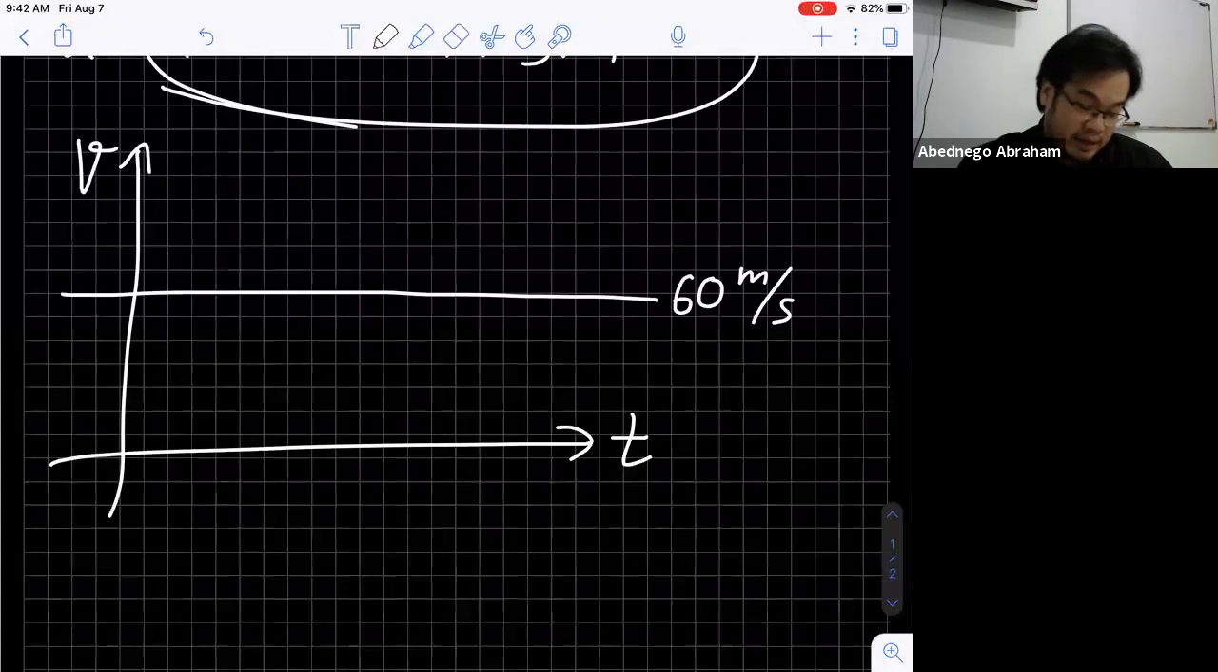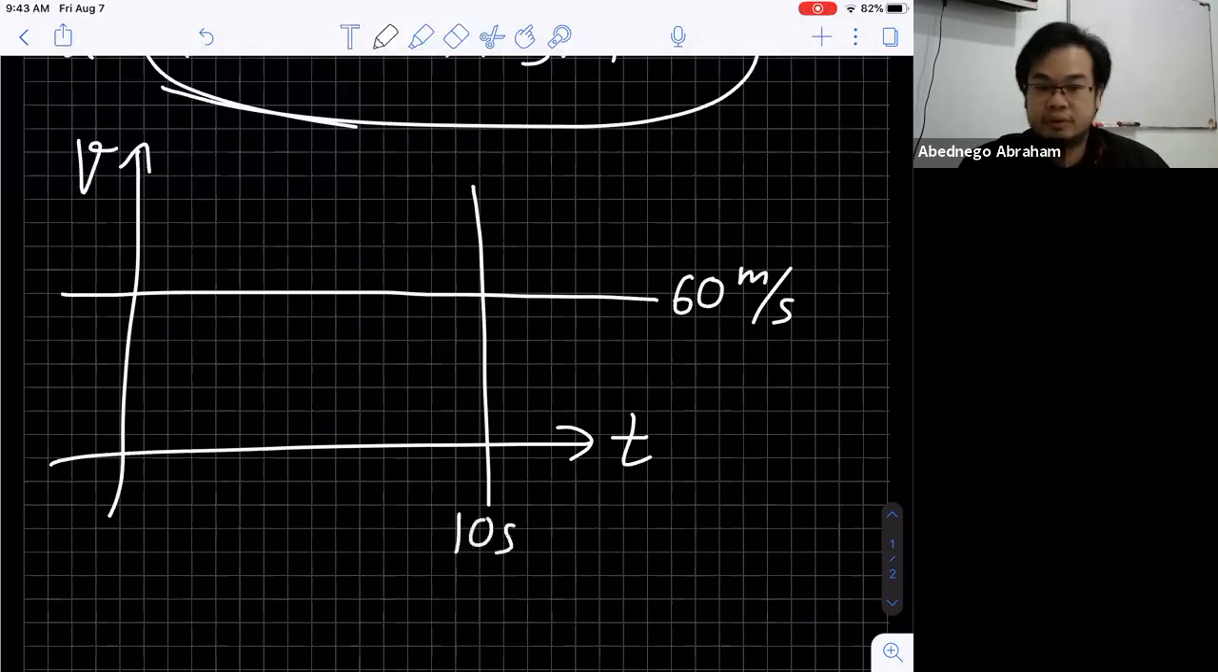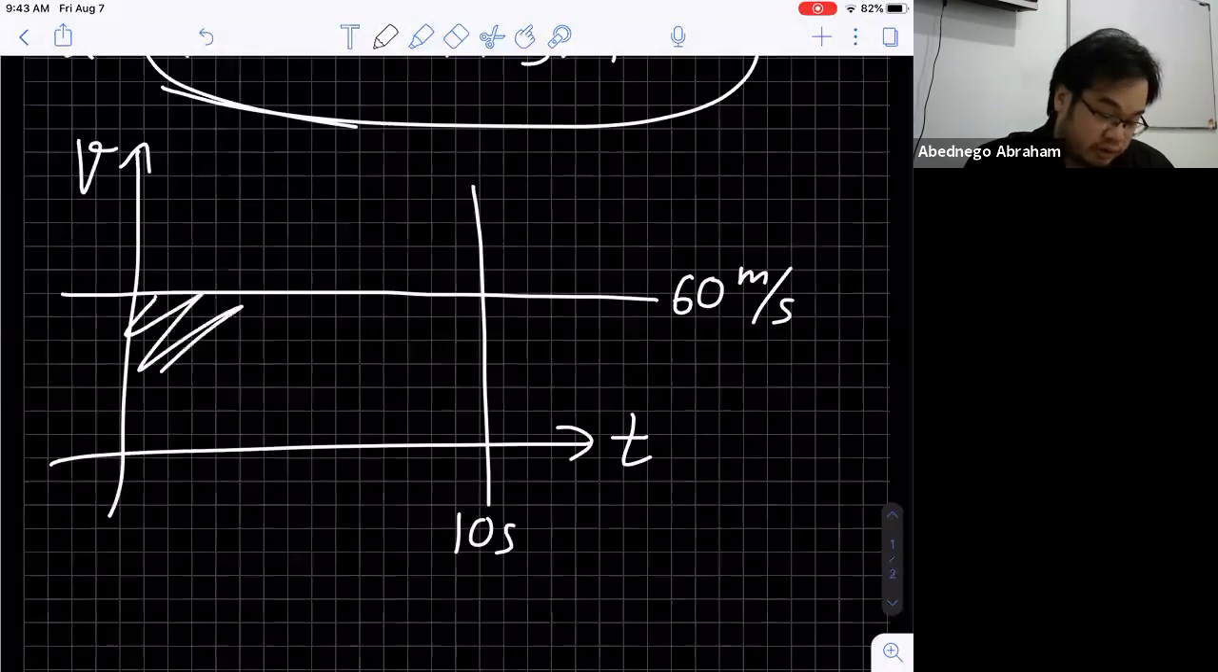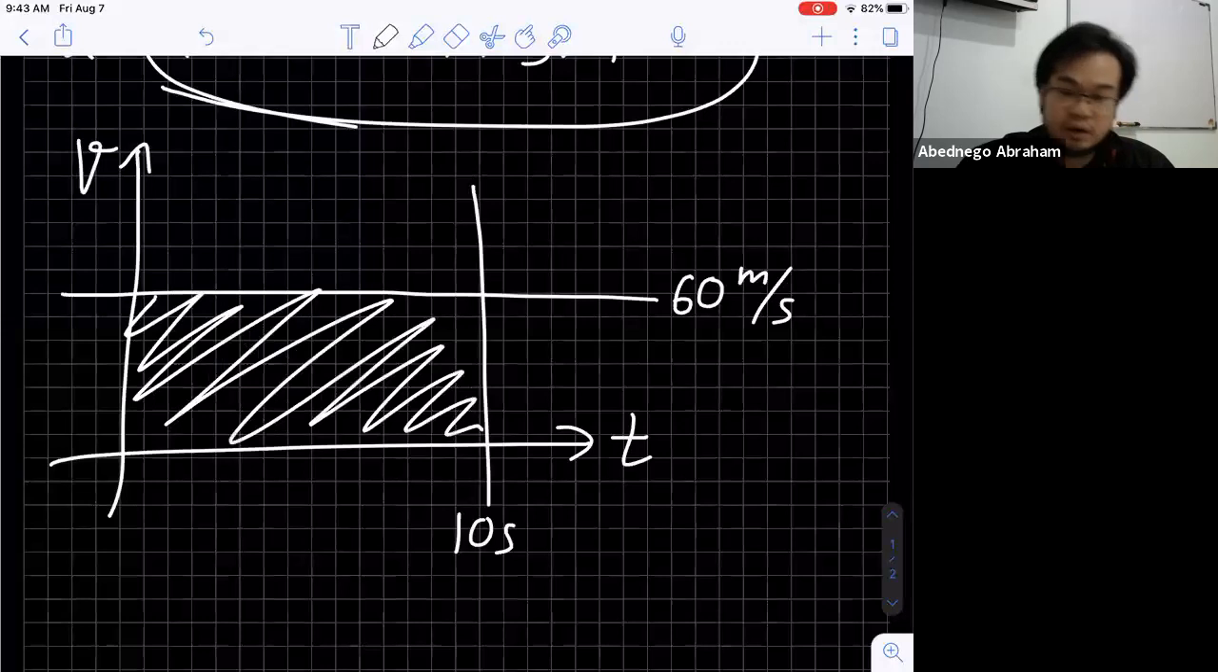Let's say you want to find the distance that has been travelled from the beginning of the object moving until 10 seconds. In physics, you have learned that to find the distance, you can find the area below the graph of the velocity. That is the distance travelled by the object with a constant rate of 60 meters per second for 10 seconds.